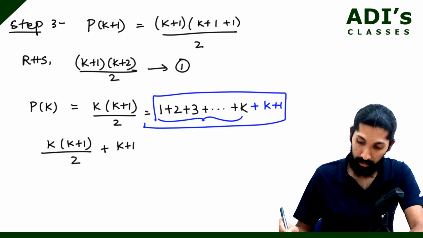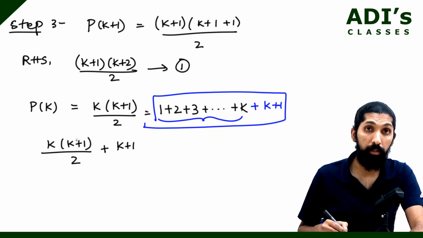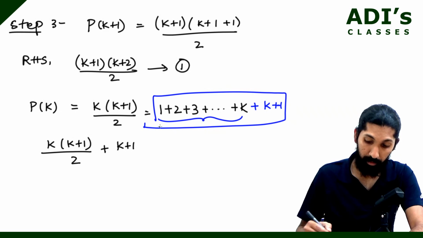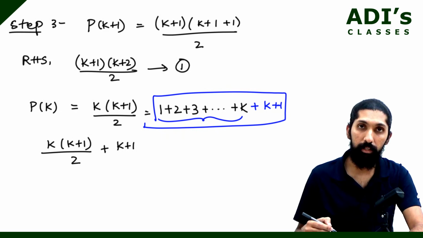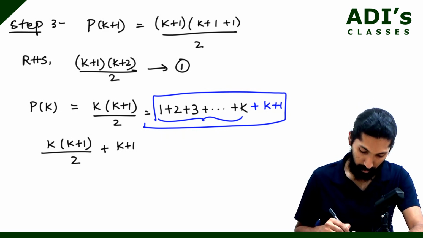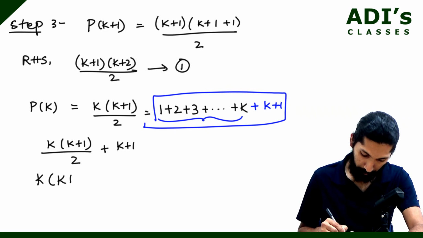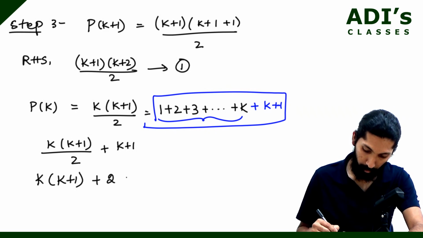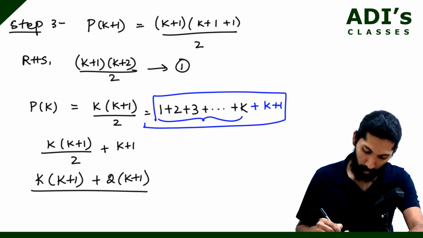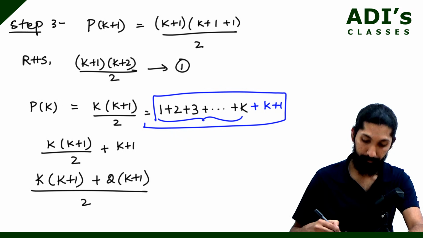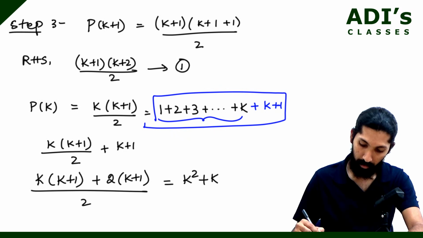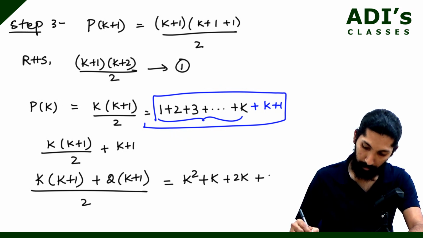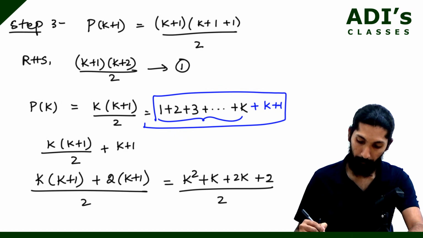Alright? So in this case, k into k plus 1 by 2 is going to give you sum till k. So you add k plus 1. Now what do we do? Take LCM, normal LCM, nothing different. So you have k into k plus 1 plus 2 into k plus 1 whole divided by 2. Correct? So this is going to give us k square plus k plus 2k plus 2 whole divided by 2. Correct? So this is what you have.